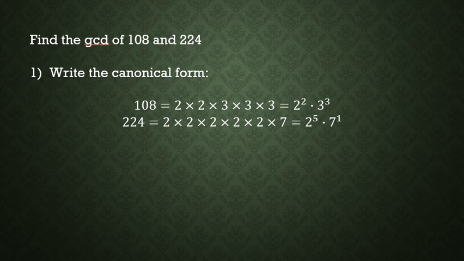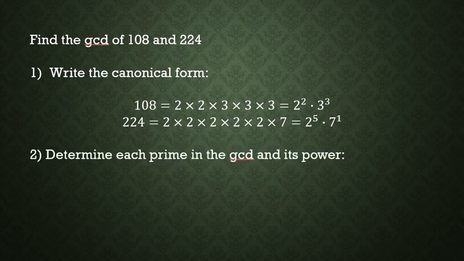Now we're looking for what primes occur in both of these at the same time. Well, there's only one prime that's in common here, and that is the prime 2. So it's going to be 2 raised to some power. What is that power? Well, here we have 2 squared. Here we have 2 to the 5th. So we're going to take the smaller of those two powers, which is 2.